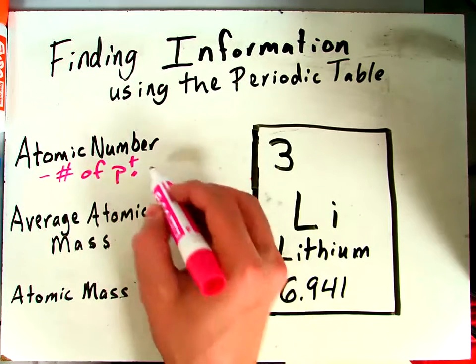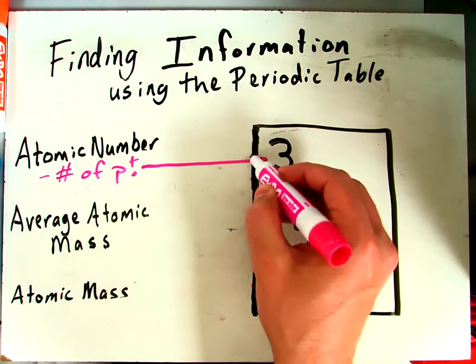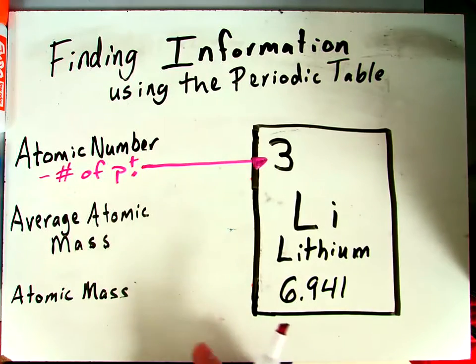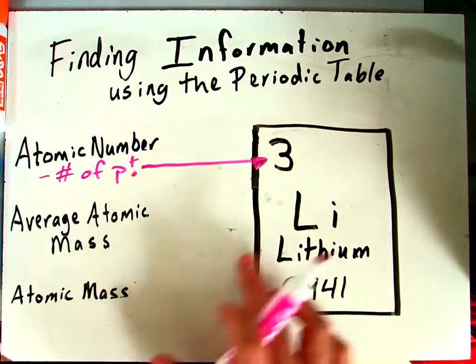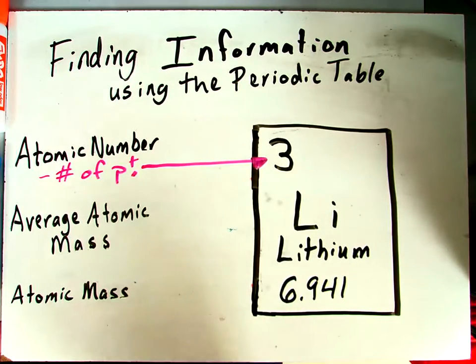So elements are different from each other in that they all have a different number of protons. We identify the atom by its number of protons. That's what type of element it is.